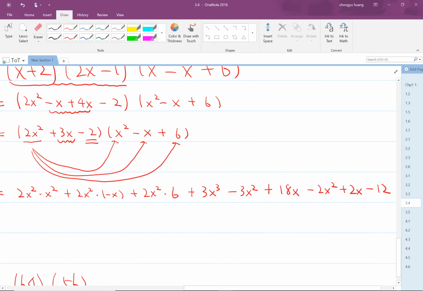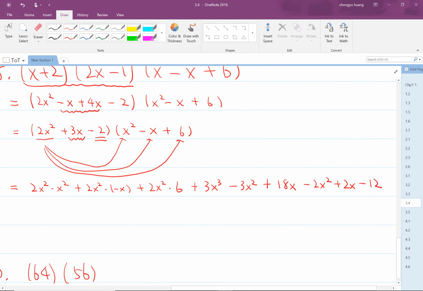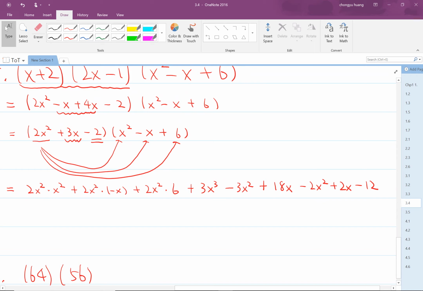So now we simplify. We've already put everything out of the bracket, so all that's left is the simplification part. As you see, what we have here is 2x to the power 2 multiply x to the power 2, so it's going to be 2x to the power 4, right?